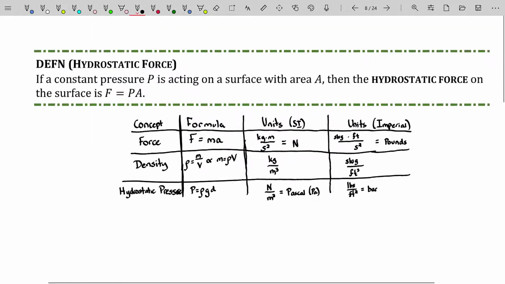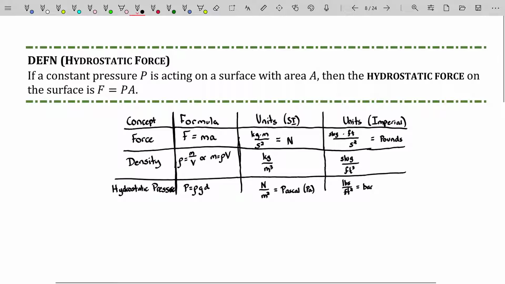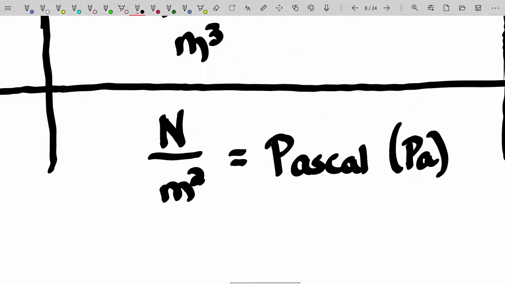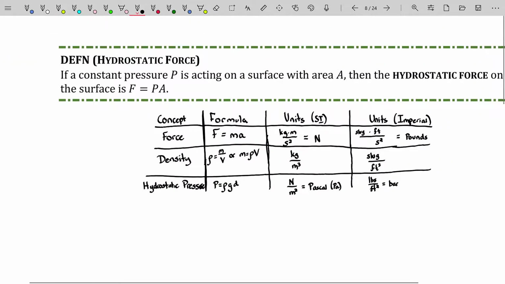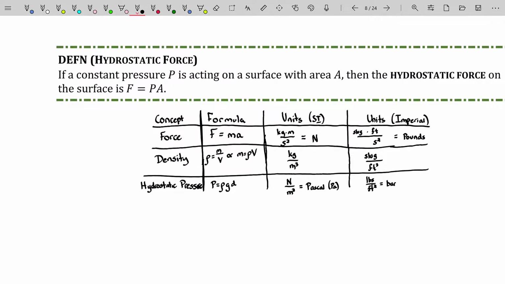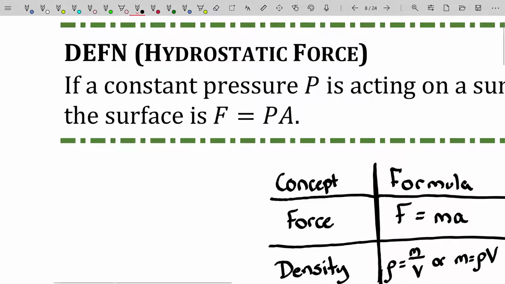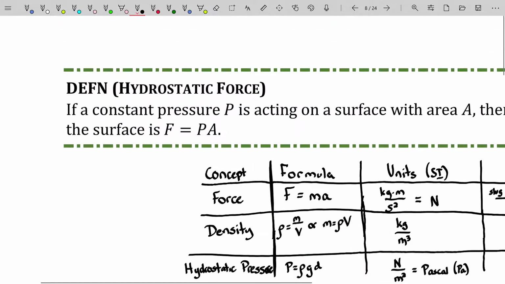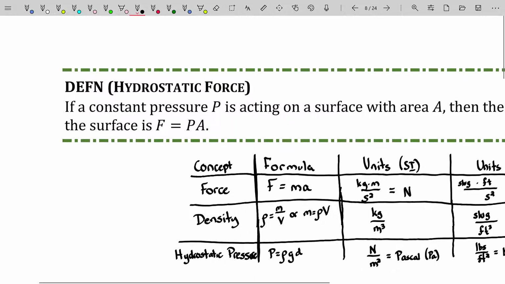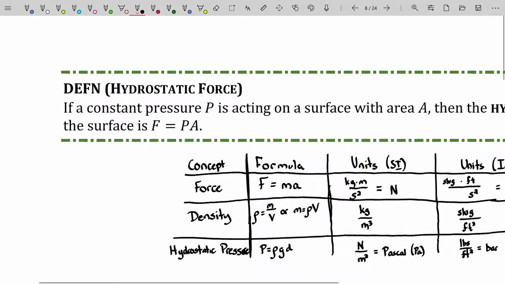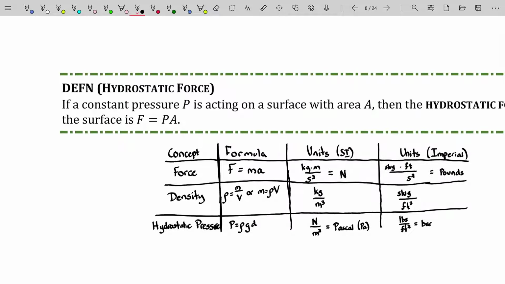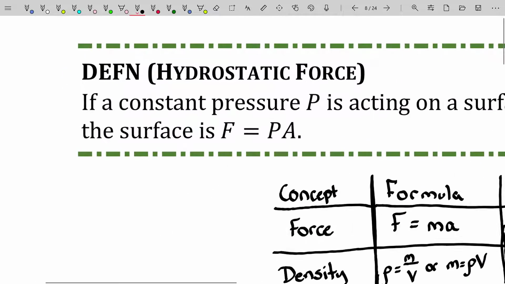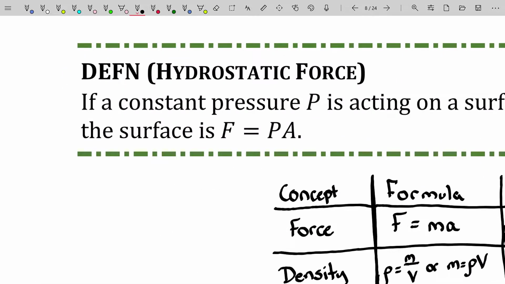Finally, we get to hydrostatic force. So remember, hydrostatic pressure was force per unit area. Well, hydrostatic force is defined as follows. If a constant pressure P is acting on a surface with area A, so we're back to pressure and area, then the hydrostatic force on the surface is defined to be F equals PA. Force is equal to pressure times area.